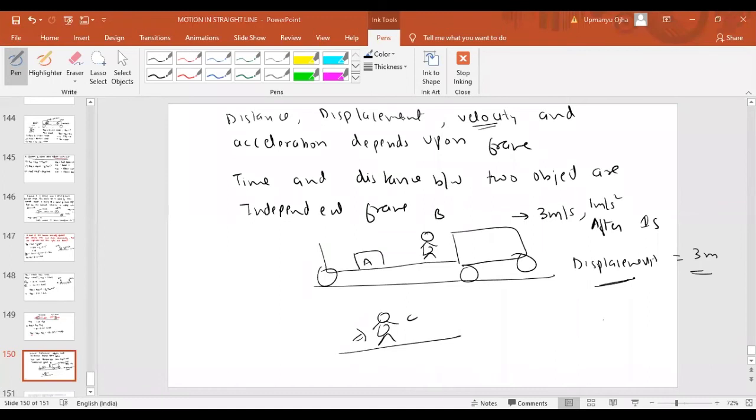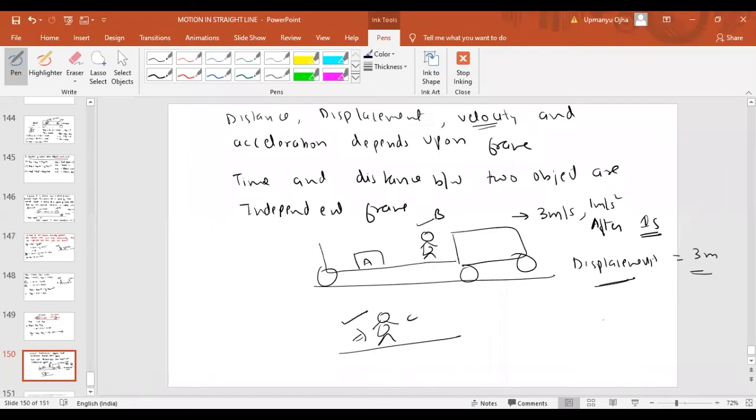So from here, what we can say is that distance, displacement, velocity, acceleration, they all depend upon frame. But what is not dependent? Time. If I ask you what is the displacement after 1 second, 1 second will be the same for C and for B. It is not that 1 second will change there. So time will be the same for both observers, B and C. So does time depend upon the frame? No, because time remains the same for both observers. So time is independent of the frame.